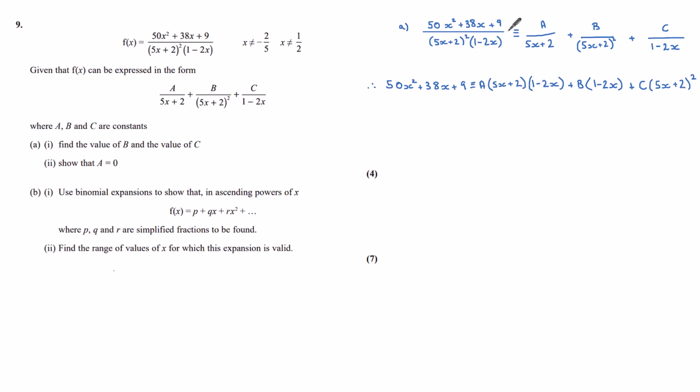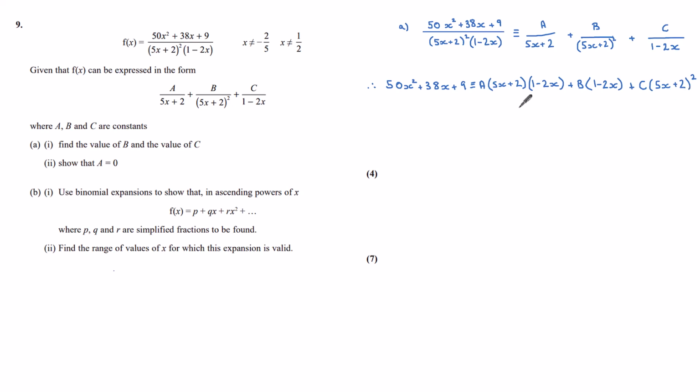So the left hand side will just become its numerator, 50x squared plus 38x plus 9. On the right hand side, one 5x plus 2 will cancel with this 5x plus 2 for a. So you'll have a lots of (5x plus 2)(1 minus 2x). The (5x plus 2) squared will cancel completely with b, so we'll be left with b lots of 1 minus 2x. And lastly, the 1 minus 2x will cancel for c, and leave me with c lots of (5x plus 2) all squared.